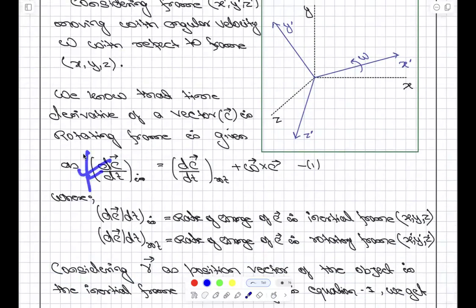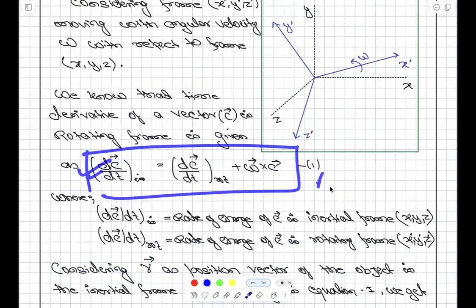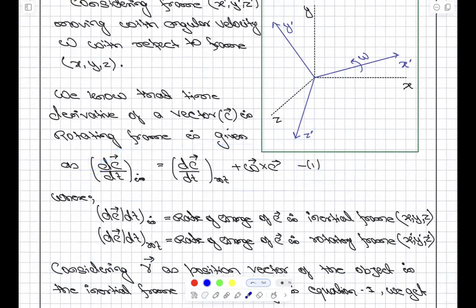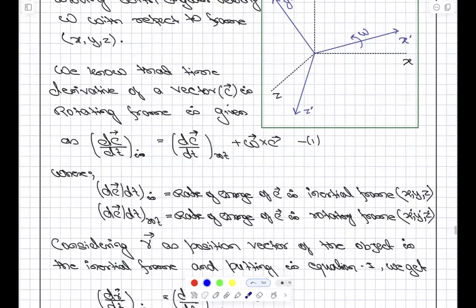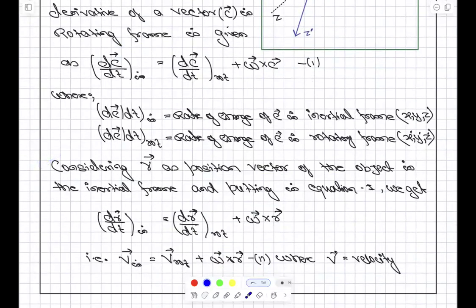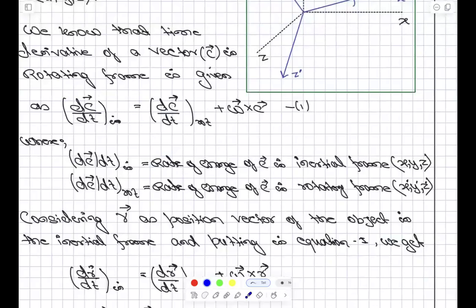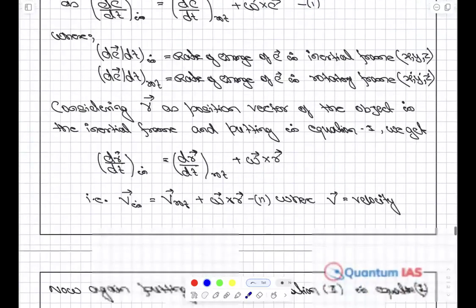It is some kind of vector relation, just like you know the value of a cross b, a dot b, a cross b cross c, something like that only. Vector seen from two different frames. Now if you put r, in place of C, r will be put. What will dr by dt become? Velocity in inertial frame, dr by dt rotational, velocity in rotating frame, plus omega cross r. It is my second equation.